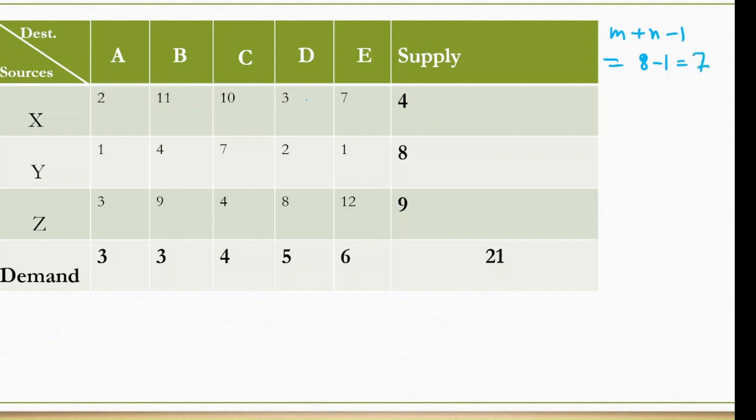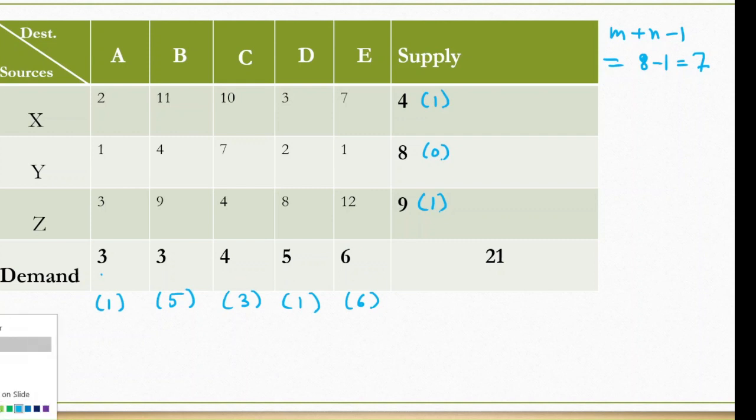So here 2 and 3, so that's 1. 1 and 1, so that's 0. 3 and 4, again that's 1. 2 and 1, 1. 9 minus 4, that's 5. 7 minus 4, 3. 3 minus 2, and 7 minus 1, that's 6. So the highest penalty, the maximum penalty that we have is 6.